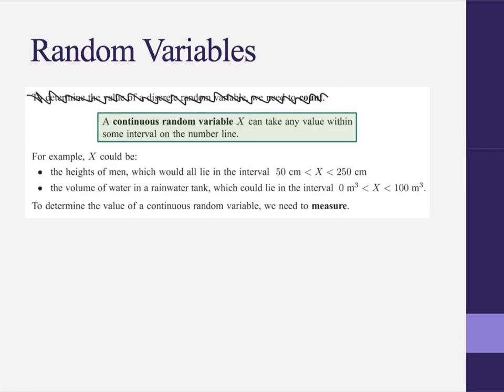But as a quick recap of continuous random variable X, a continuous random variable X can take any value within some interval on a number line. So for example, X could be the heights of men, which would lie in this interval, the volume of water in a rainwater tank, which could take this interval. To determine the value of a continuous random variable, we need to measure. And as I said, we've already looked at continuous random variables in chapter 8.